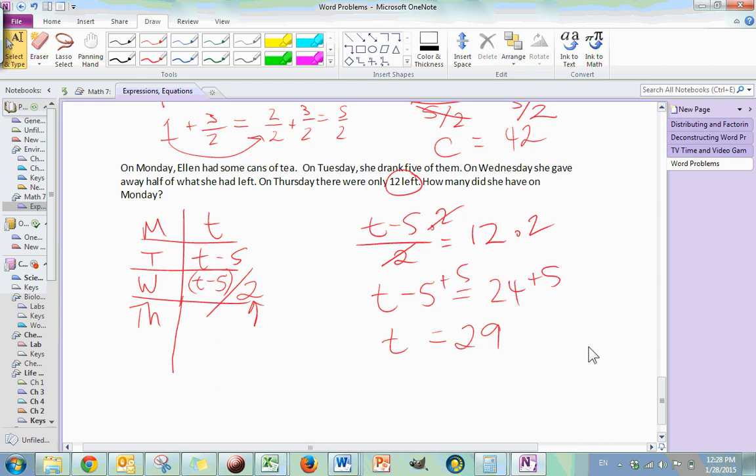Okay, that's it. So hopefully this helped you with how to do word problems that involve two-step equations. Good luck, guys.